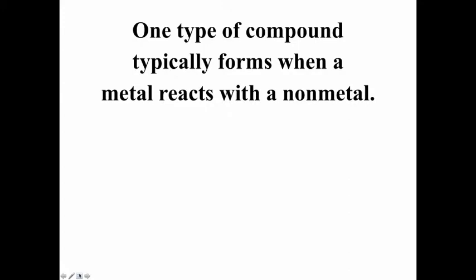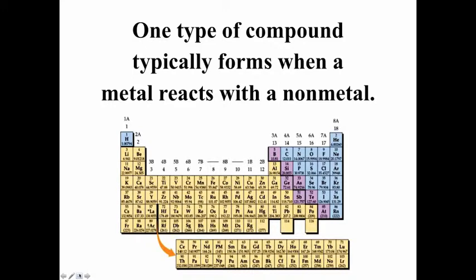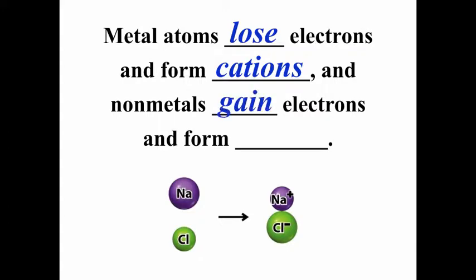Now, we've already seen a type of compound that typically forms when we have a metal react with a nonmetal. So we're dealing with substances on this part of the periodic table, the metals, reacting with something on this side of the periodic table, the nonmetals, and in general, metal atoms lose electrons and form cations or positive ions, and nonmetals gain electrons and form negative ions or anions.